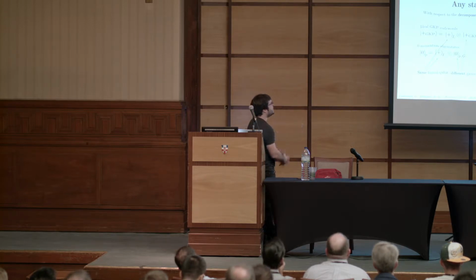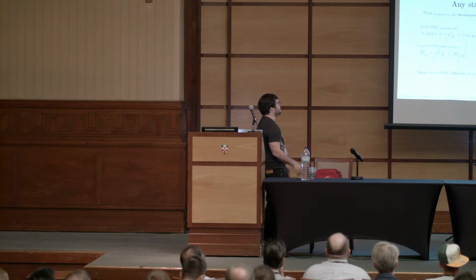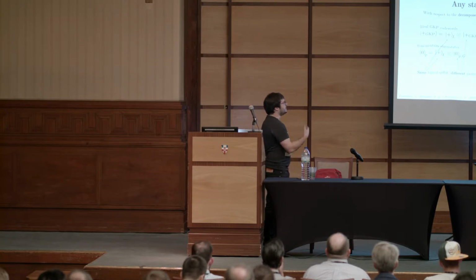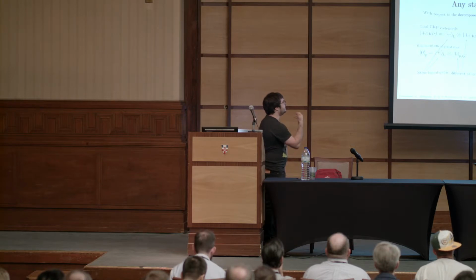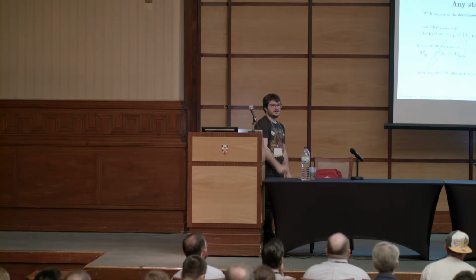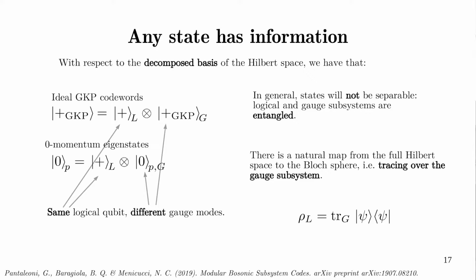Let's take a zero momentum eigenstate. They're just flat wave functions. What do we have? We have a logical plus and the wave function for a zero momentum state itself. So both these states are self-similar in this respect. What we can see here is that we take two very different wave functions, but they encode the same logical state. And the reason for this is that they're both periodic with the right period.